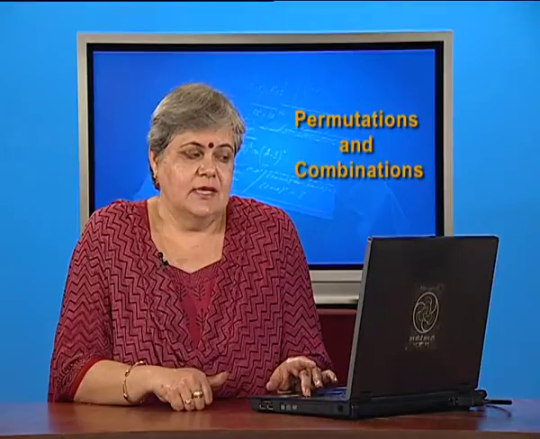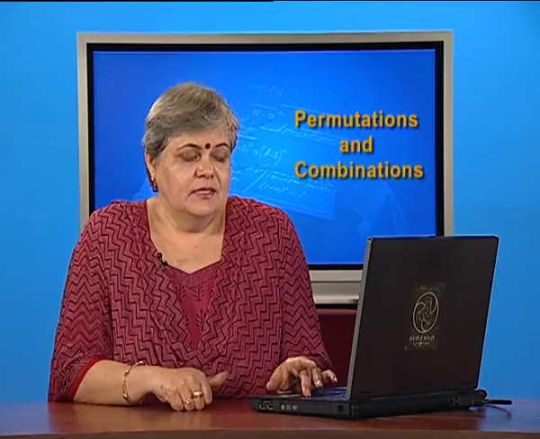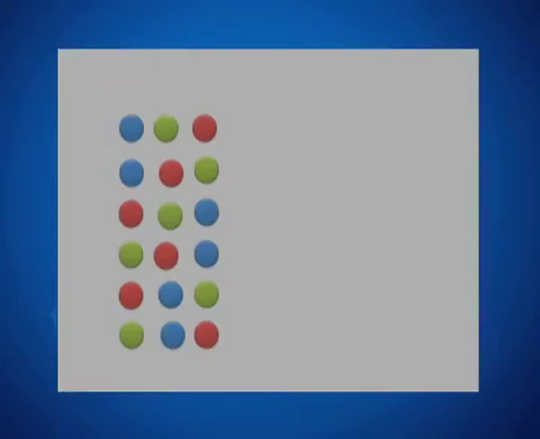Consider this situation. I have 3 dots, say blue, green and red, and we are looking at the total number of ways they can be arranged. Then obviously you are looking at different orders in which these 3 dots can be placed, and by the understanding you have gained from our earlier lesson, you know that there are going to be 6 different ways in which they can be arranged.